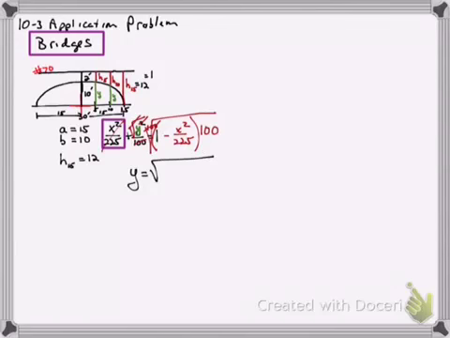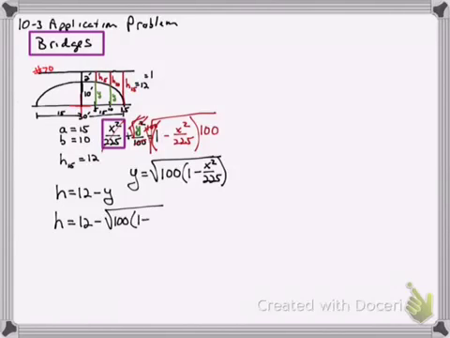So I'm going to make it pretty now, so it's easy to type into my calculator: 100 times 1 minus x squared over 225. And that's my y value. So remember, what we're really looking for are the h values, and h is really just 12 minus the y value. So in my calculator, I'm going to put in y equals my h formula: 12 minus the square root of 100 times 1 minus x squared over 225.